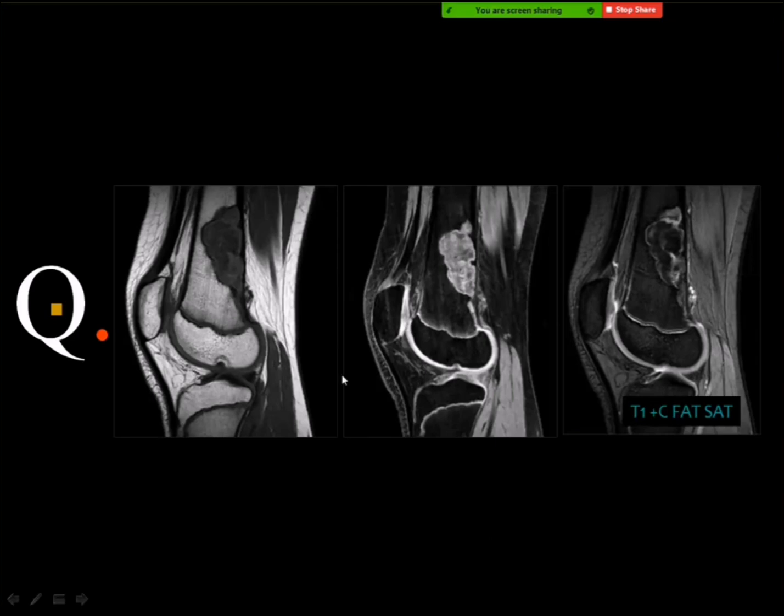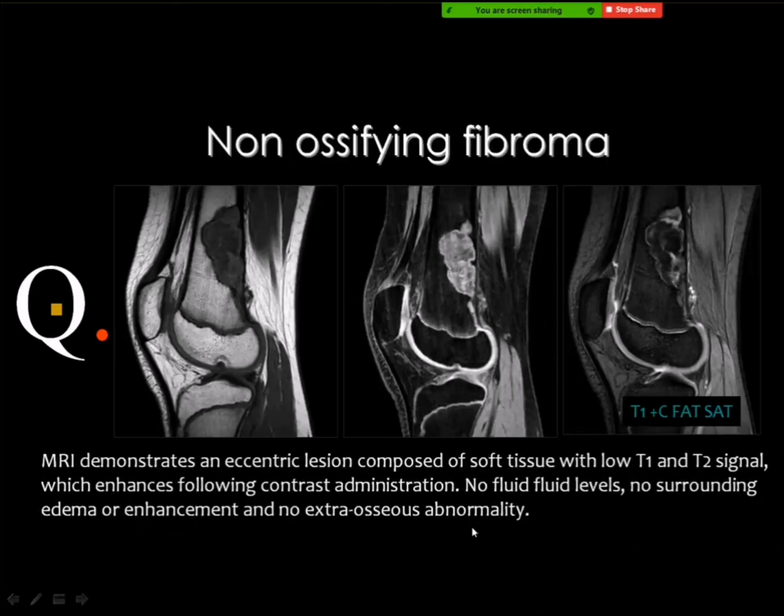And this is T1, T2 or STIR, and this is T1 fat sat post contrast showing this lesion. The lesion is cortical based and does not cause expansion of the bone, and the patient is young. Then he diagnosed this as fibrous cortical bone defect or non-ossifying fibroma.